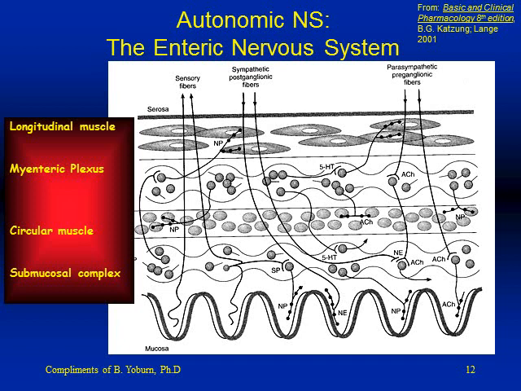Now, the ENS will not be a major focus of what we discuss, these other transmitters. We're going to focus most of our discussion on the classical sympathetic stimulants such as norepinephrine and epinephrine, the classical parasympathetic stimulant acetylcholine, and drugs that work like those agents. But you should be aware that there are other types of innervation going on in the gut that are contributing to its function.